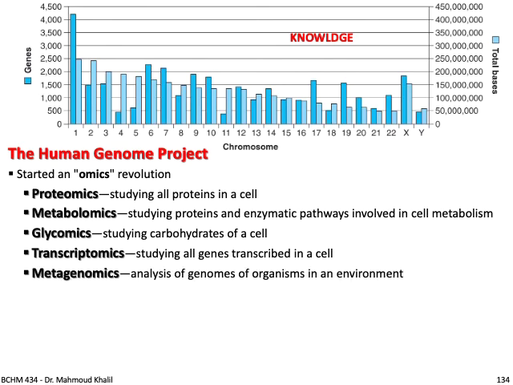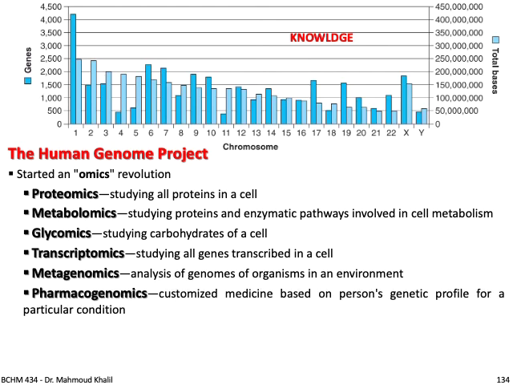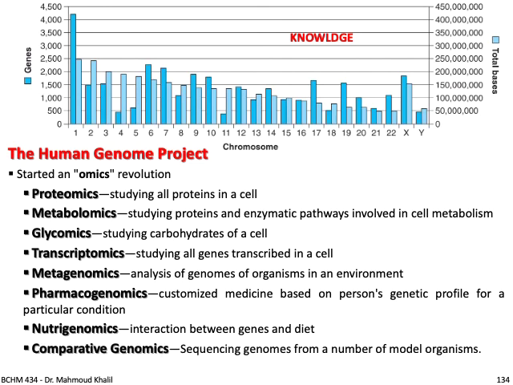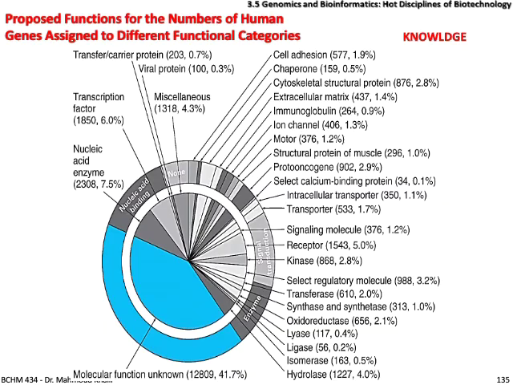Metagenomics is the analysis of the genomes of organisms in an environment. Pharmacogenomics is customized medicine based on a person's genetic profile for a particular condition. Nutrigenomics is the interaction between genes and diet. Comparative genomics is the sequencing of genomes for a number of model organisms. Stone Age genomics is analyzing ancient DNA.